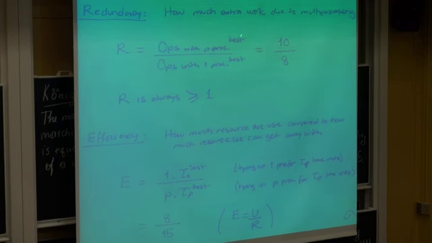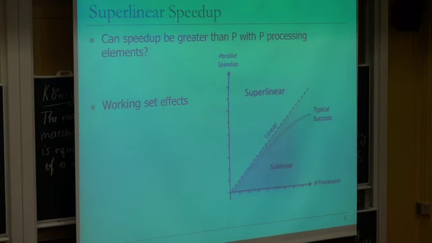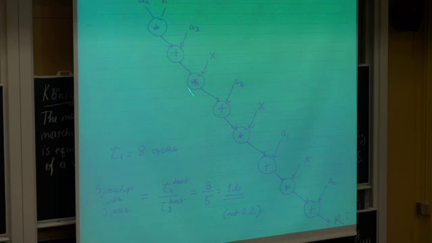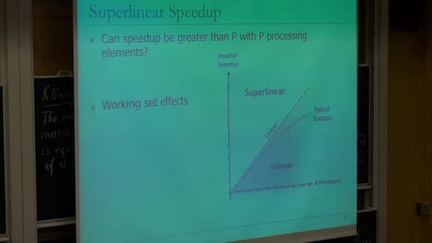Redundancy: how much extra work do you actually do due to multiprocessing? And almost always you increase redundancy as you do multiprocessing. Well, how do we define it? Basically, the number of operations with p processors divided by the number of operations with 1 processor. So if we go back to this, we had 10 operations with 3 processors. Here we had 8 operations. So we increased the number of operations, right? So it's 1.25 to get parallelism.